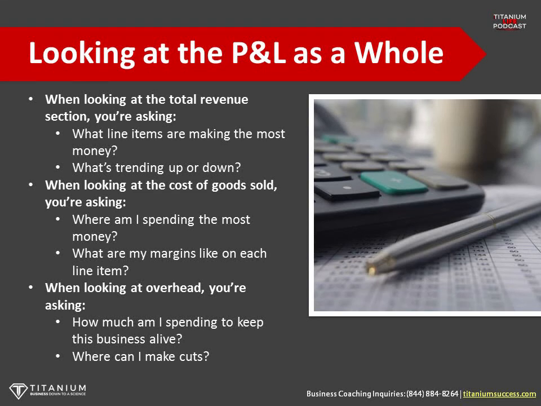What are the biggest ones? What are the ones that are changing from month to month and why? And then what's trending up and what's trending down? If your electricity usage is stable, probably okay. But if your electricity usage is starting to trend up, you should look into why. If your fuel costs are starting to surge, why?